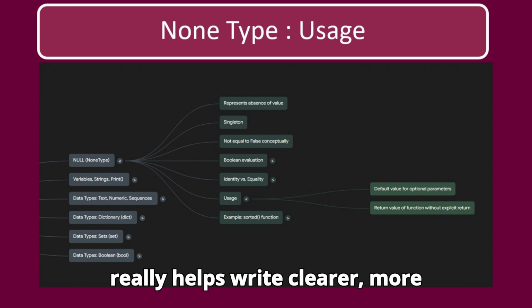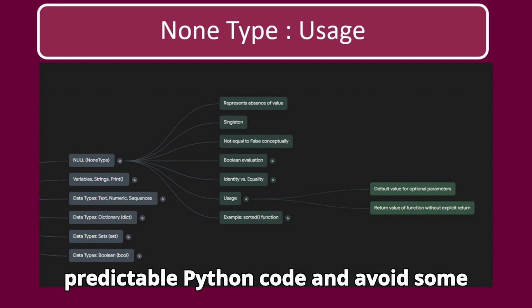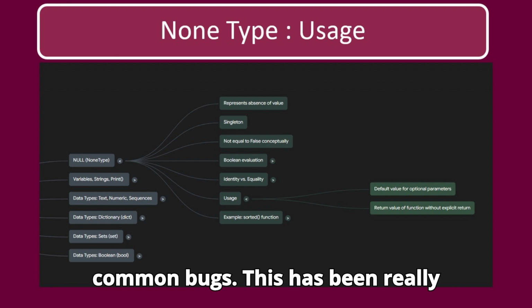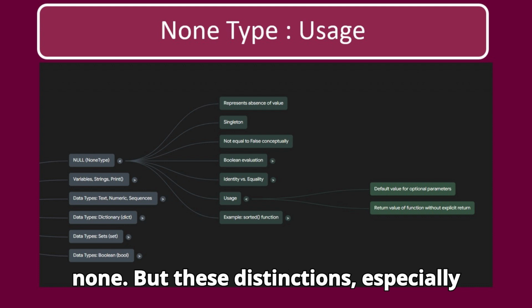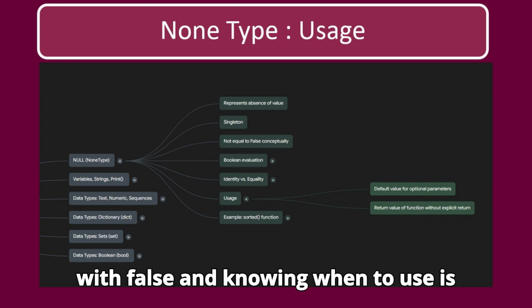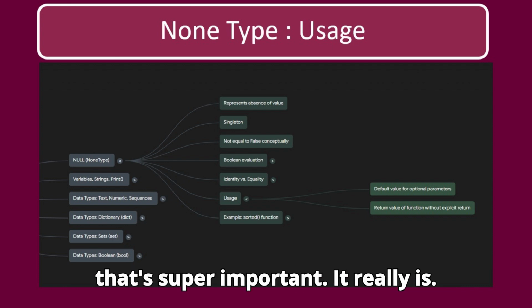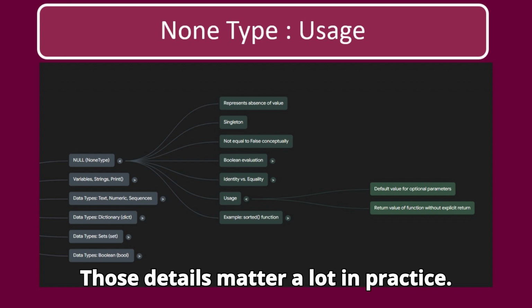Understanding these points really helps write clearer, more predictable Python code and avoid some common bugs. This has been really helpful. It seems simple, None, but these distinctions, especially with False and knowing when to use that, are super important. It really is. Those details matter a lot in practice.